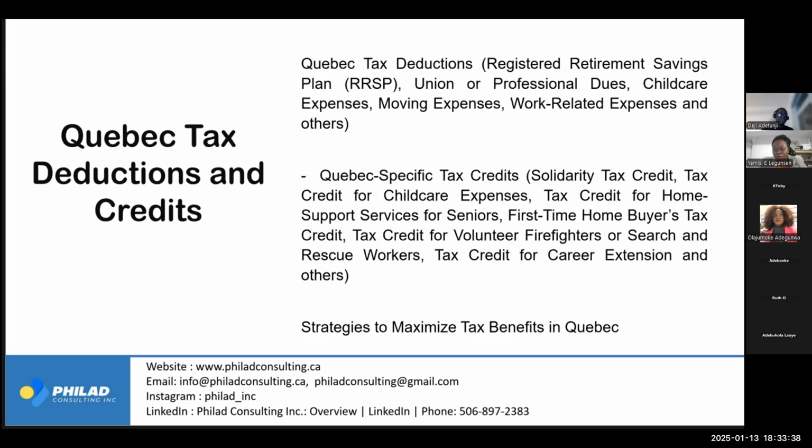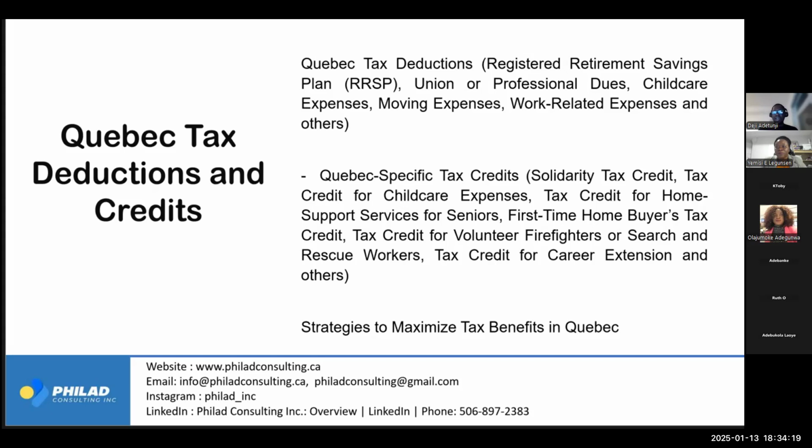The second province we are looking at is Quebec. Tax deductions and credits: the same thing for deductions, RRSP, union and professional dues, childcare expenses, moving expenses, work-related expenses, all these are common. If you look at the specific tax credits in Quebec, we have the Solidarity Tax Credit. This is a refundable credit to assist low and middle income households with housing and consumption taxes. We have the tax credit for childcare expenses as well, the credit for home support services for seniors, the first-time home buyers tax credit, and even a tax credit for volunteers or search and rescue workers.